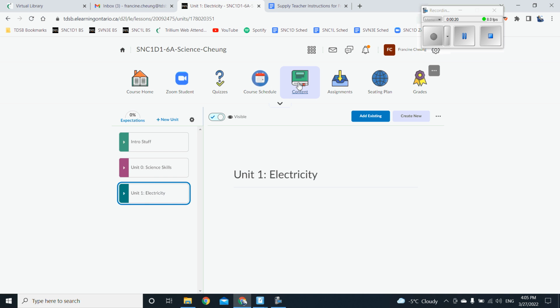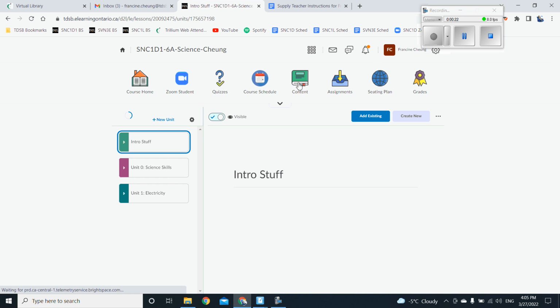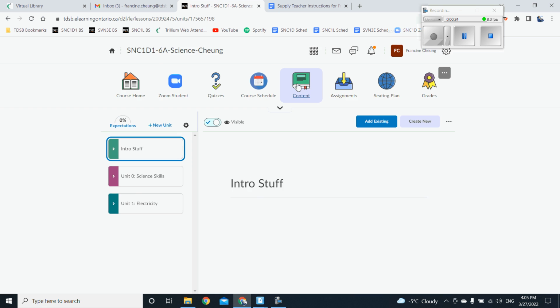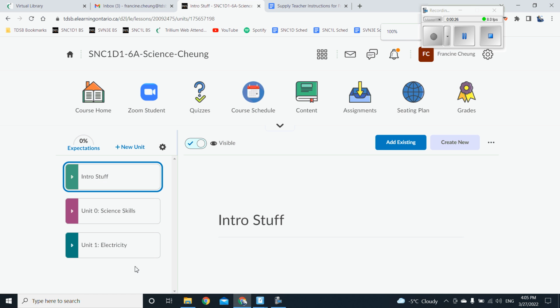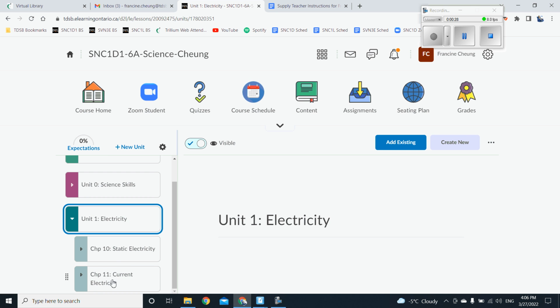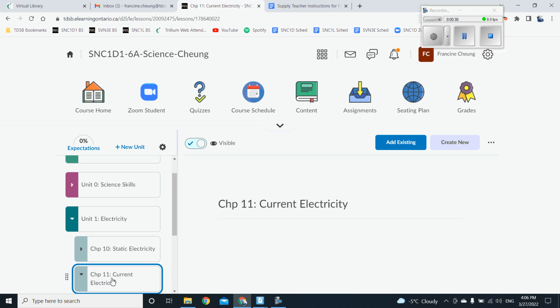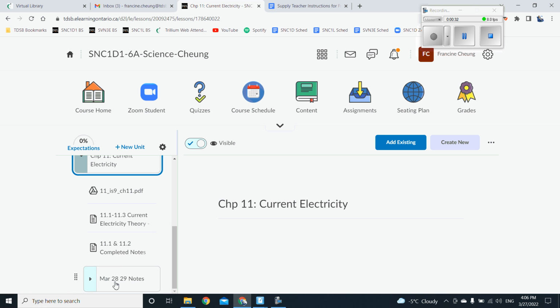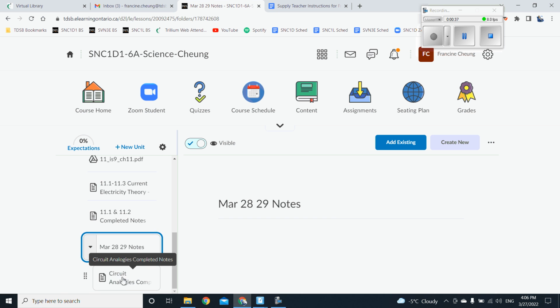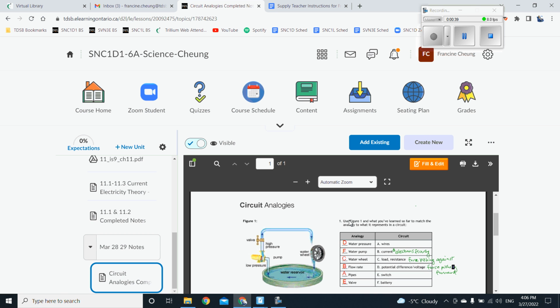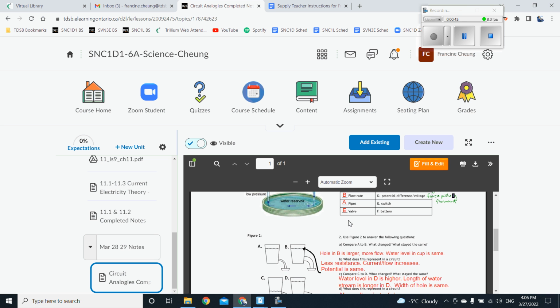Okay, so under Brightspace, under Content, just make this bigger, okay? Under Unit 1 Electricity, Chapter 11 Current Electricity, and then if you scroll down, I have March 28 and 29 notes, and you'll notice that it's there, okay? So just listen for now, and then if you haven't copied down the answers from previous, you can definitely just refer back to that, okay? And I'm going to do the same thing for the Ohm's law notes as well.